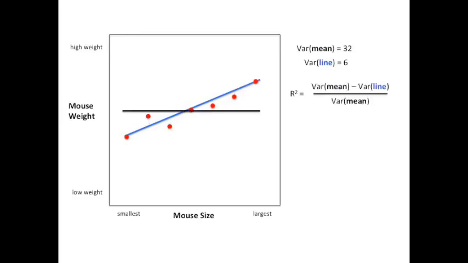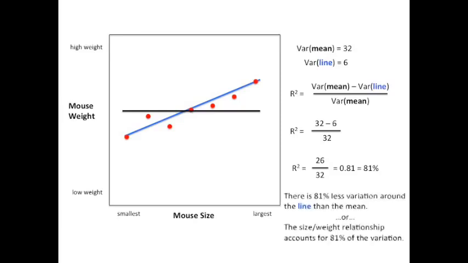Once we've calculated the variation around the mean and the variation around our blue line, we can plug these values in to our formula for r squared. After plugging in our values, we get r squared equals 32 minus 6 over 32. After subtracting 6 from 32, we get 26. Doing the division, 26 divided by 32 gives us 0.81, or 81%.